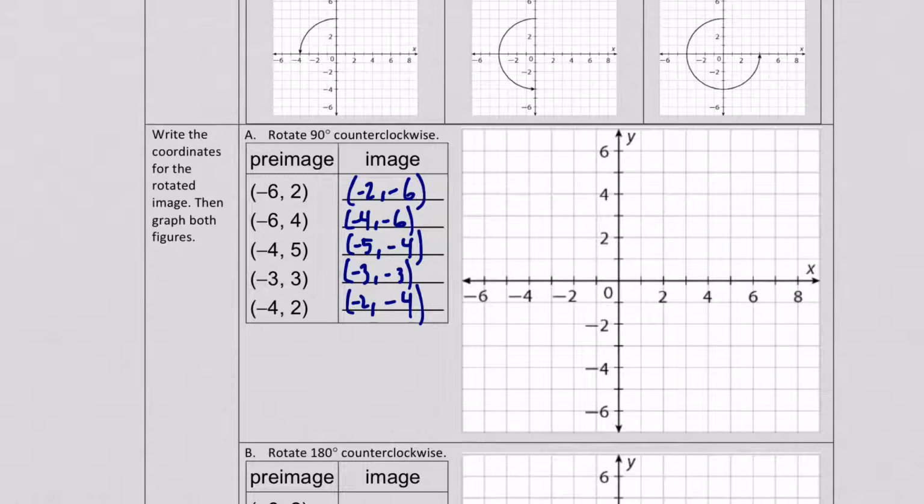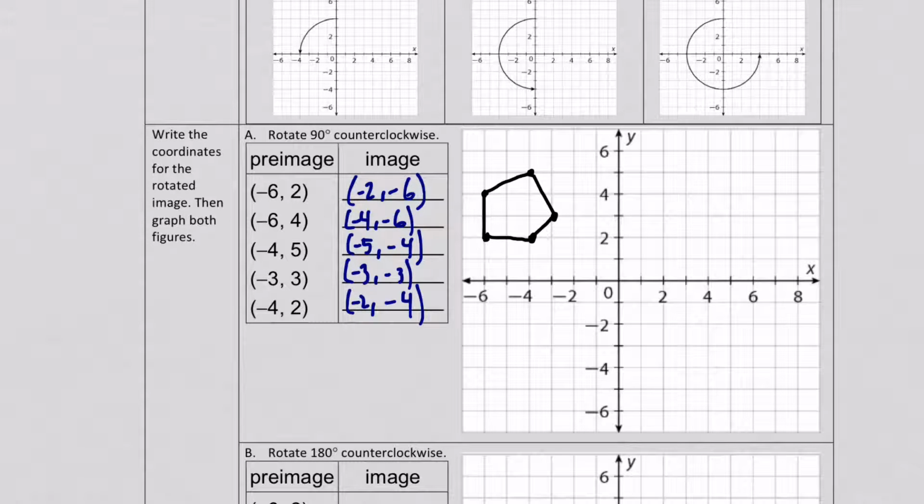So I'm going to start by plotting the pre-image and then I will also plot the image. -6, 2 is right here. -6, 4 is right here. -4, 5 is right there. -3, 3 is right here. -4, 2 is right there. There's the pre-image. I'm going to connect them together. Just like this, like that, this way, and this way.